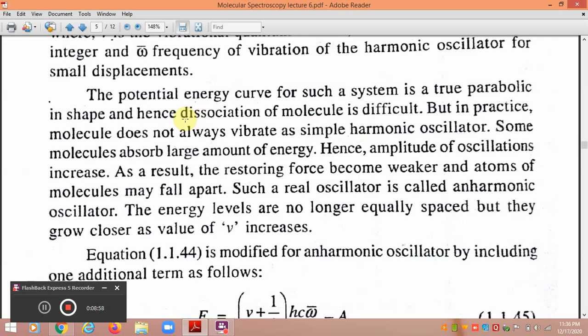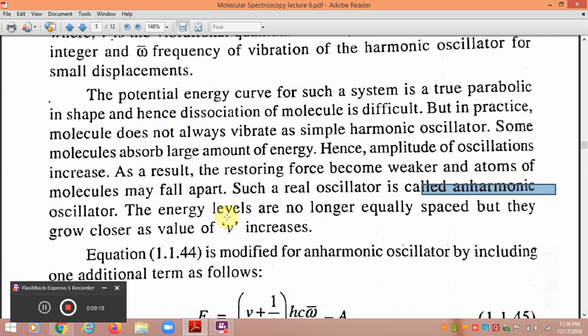But in practice, a molecule does not always vibrate as a simple harmonic oscillator, and some molecules absorb a large amount of energy, hence the amplitude of oscillation increases, and hence the restoring force becomes weaker, and the atoms of the molecule may fall apart from each other. Such a real oscillator is called an anharmonic oscillator.